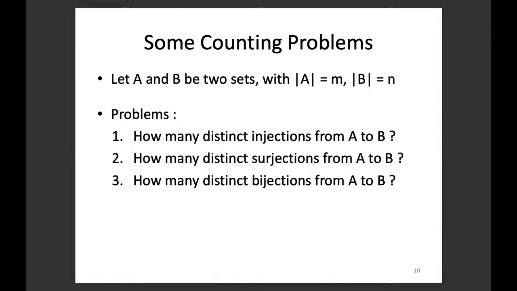Now for a bijection to occur, we need the function to be both one-to-one and onto. So in that sense, this time n has to be equal to m. If n is too small, then it cannot be an injection. But if n is too large, then it cannot be a surjection. So altogether combined, we must have n equal to m, and the number of distinct bijections is simply n factorial.